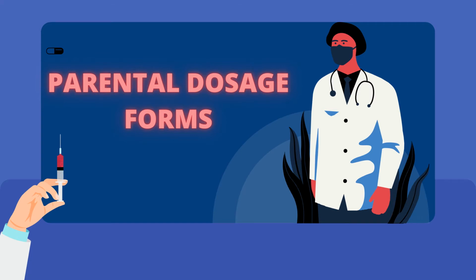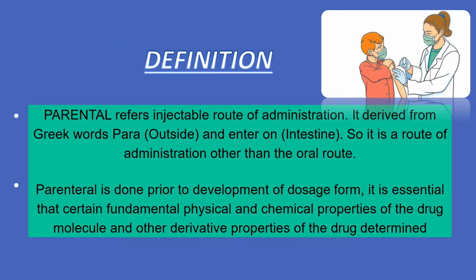Hello everyone, today we are going to present on the topic parenteral dosage form, which is a part of module 4 of B.Pharm. So first of all, we look at the definition of parenteral products. Parenteral refers to the injectable route of administration, and it is derived from the Greek words para, which means outside, and enteron, or intestine. So it is a route of administration other than the oral route.